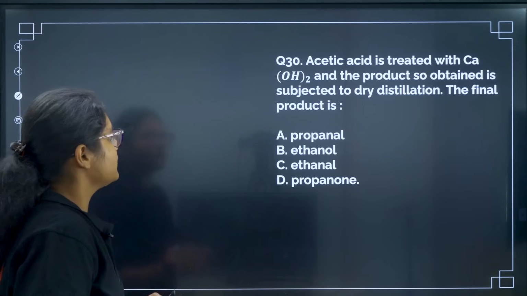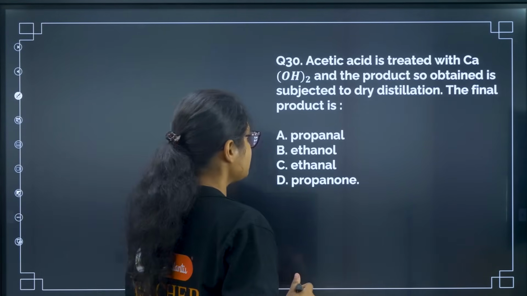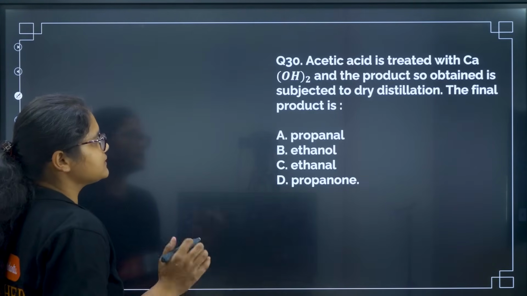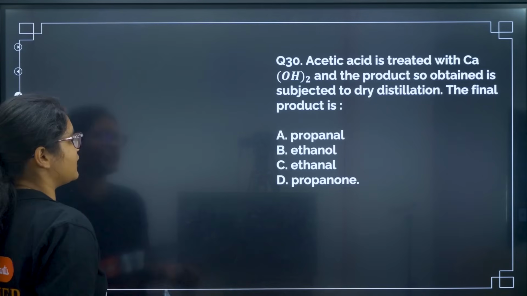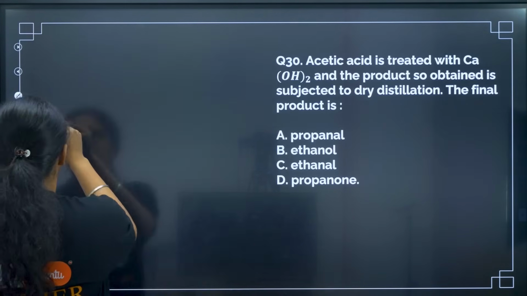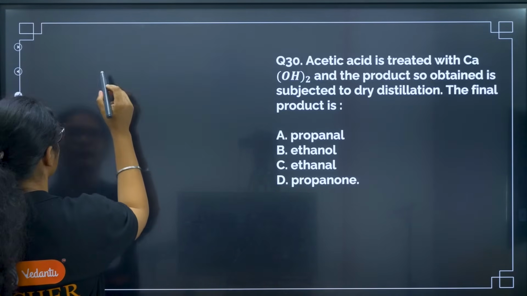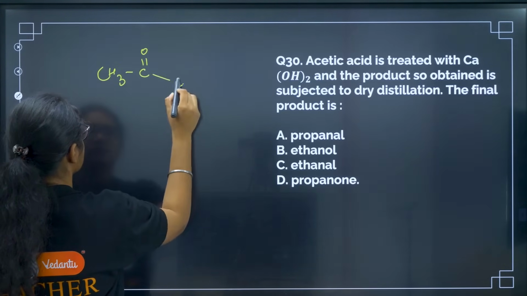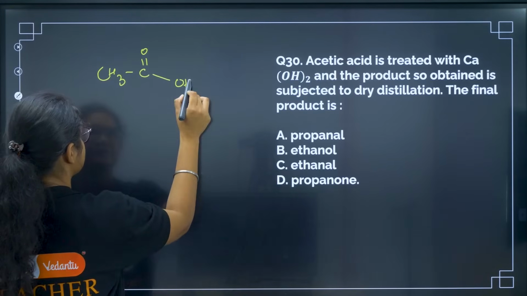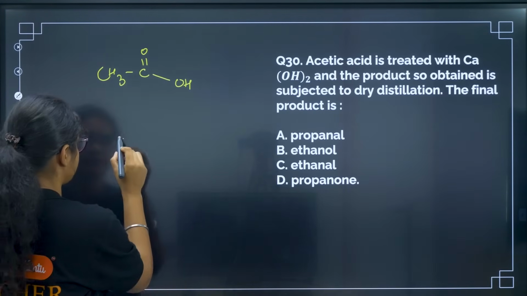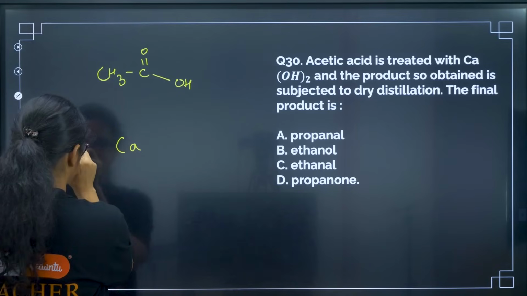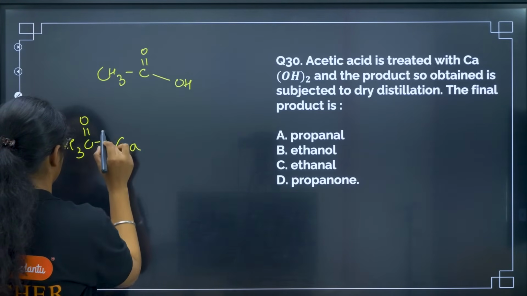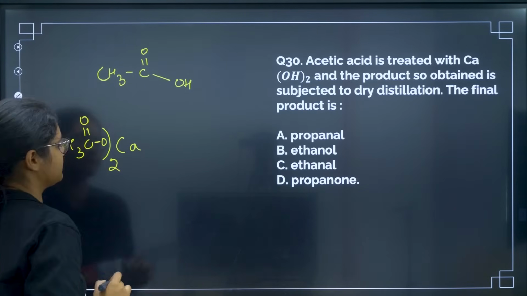Okay, now let us go to the last question. Acetic acid is treated with calcium hydroxide and the product so obtained is subjected to dry distillation. The final product is? So if you have acetic acid reacting with calcium hydroxide, we will get calcium acetate, like this, whole 2 of calcium hydroxide.